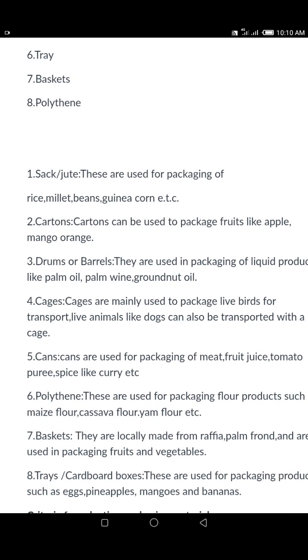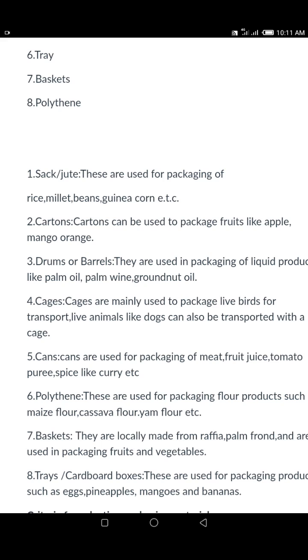Then let's talk about the cartons. Cartons can be used to package fruits like your orange, your apple, and your mango fruit. Sometimes eggs can also be packed in cartons. Cartons that are perforated can be used in putting eggs.